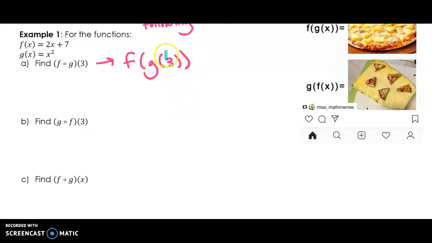In this case, that means our focus right now, and our only focus right now, is finding g of 3, because that is my innermost function. I am not worrying about the f right now. I'm just worrying about g of 3, which I've highlighted and underlined.